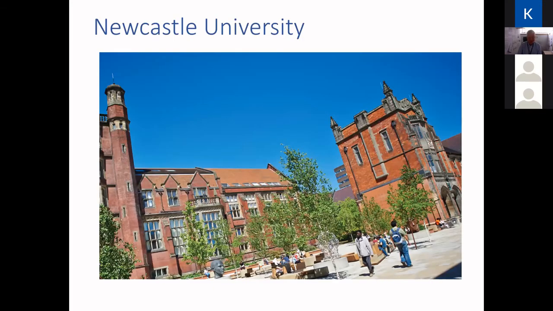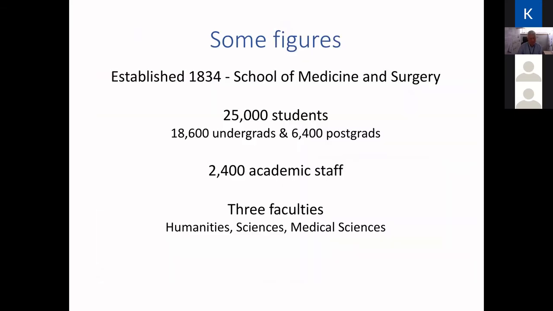So for those who don't know, Newcastle University is a red brick university situated in the northeast of England. And just some figures about the university: it was established in 1834 as part of Durham University, doing the School of Medicine and Surgery for Durham. It has 25,000 students, 18,600 undergrads and 6,400 postgrads. There's approximately 2,400 academic staff. And we have three faculties: humanities, sciences, and medical sciences.